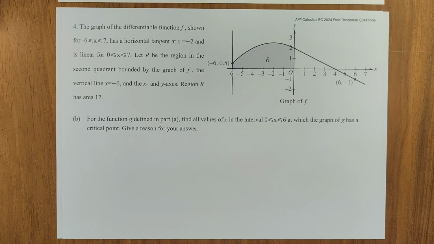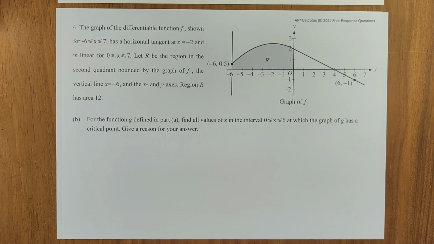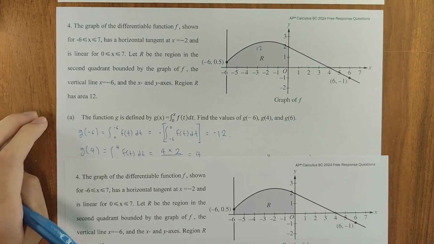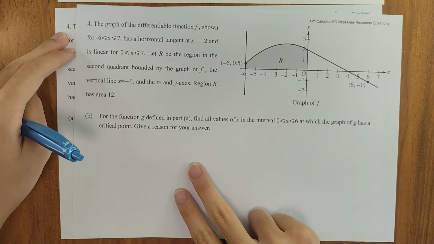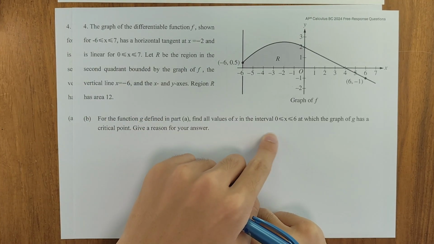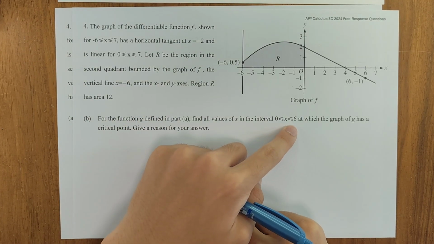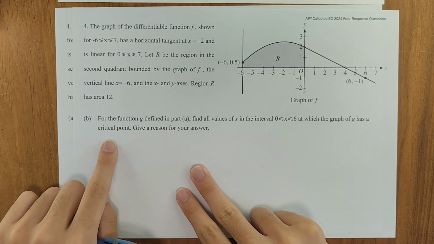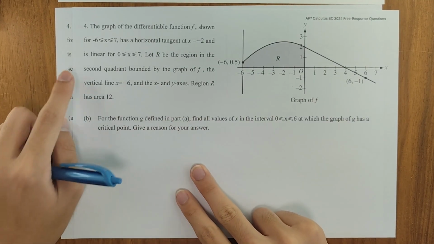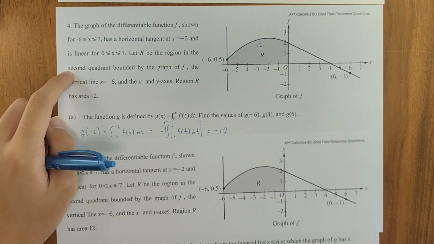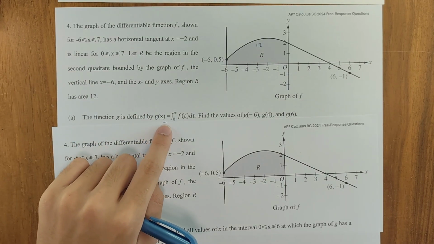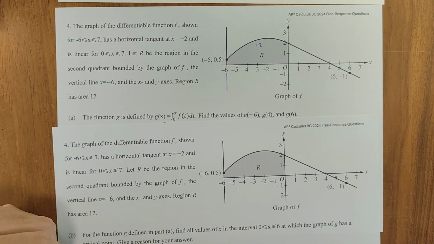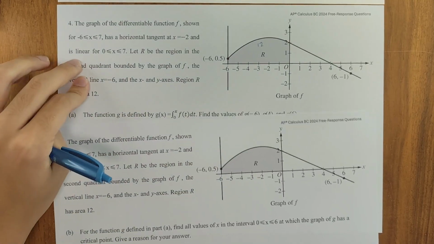Okay, question B. For the function g defined in part A, find all values of x in the interval from x equals 0 to x equals 6 at which the graph of g has a critical point. Give a reason for your answer. So let's write that down. g(x) equals the integral from 0 to x of f(t) dt.